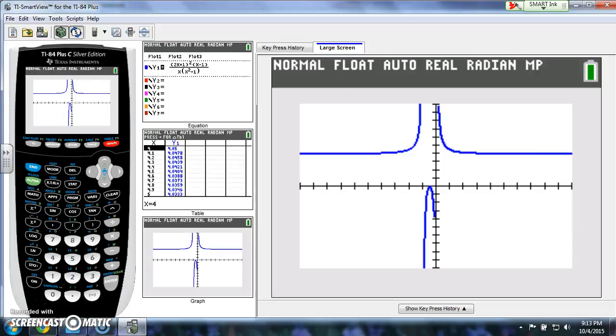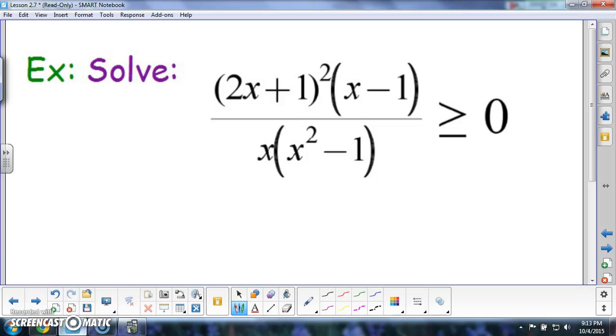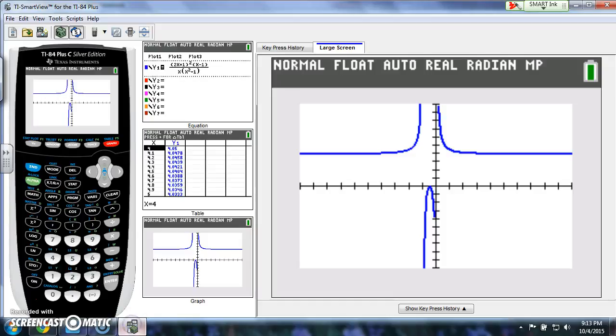So let's go back to the problem. They want to know, when is this rational function greater than or equal to 0? When is it above or on the x-axis? So as we look at this graph, it looks like all of this is above the x-axis. All of this is above the x-axis. And then it appears like this point right here touches the x-axis, so we need to include that.